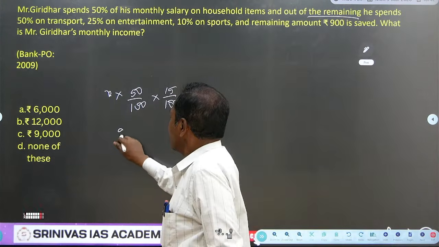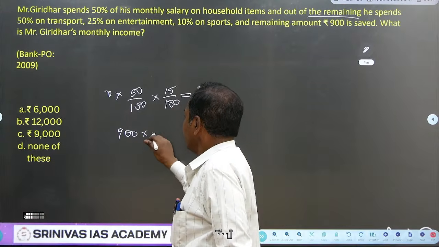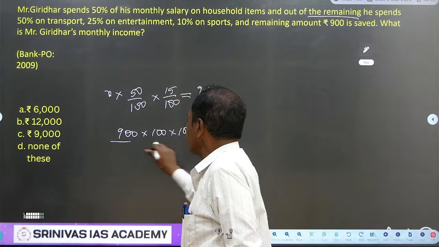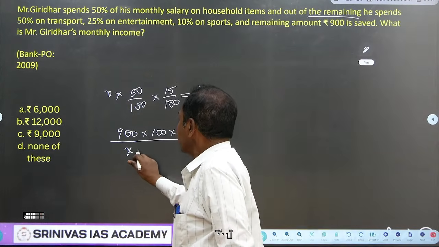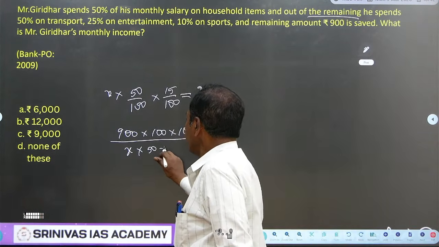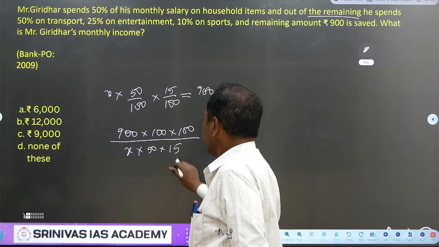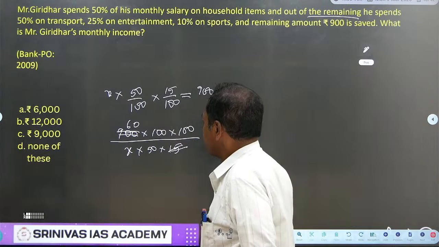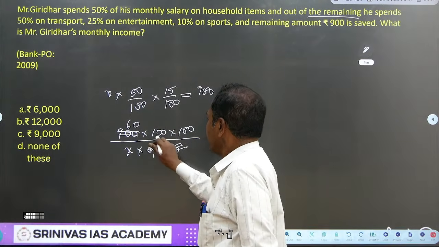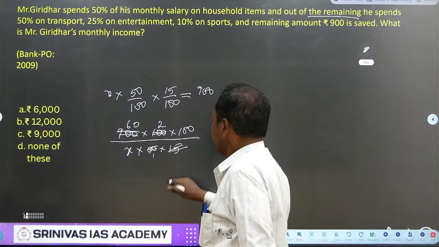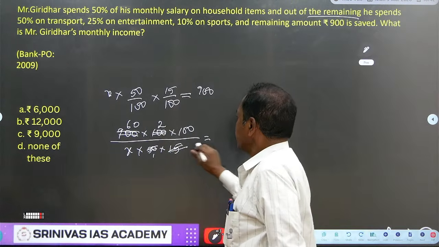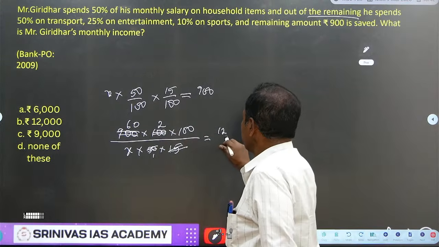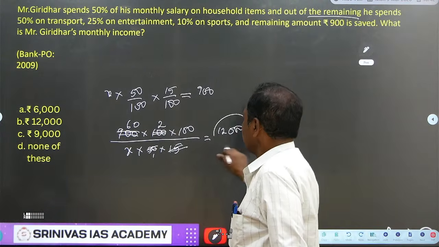Now we can say 900 into 100, cross multiply, divided by X into 15. 15 into 6 is 90, that is 60. 15 ones are 15, 15 twos, and 6 into 2 is 12. 12 into 1 is 12. How many zeros? 3 zeros. 12,000.